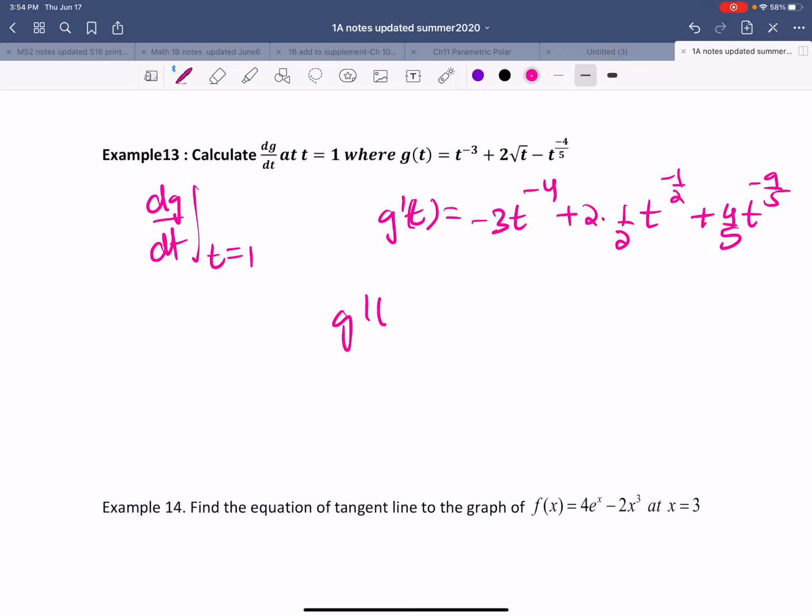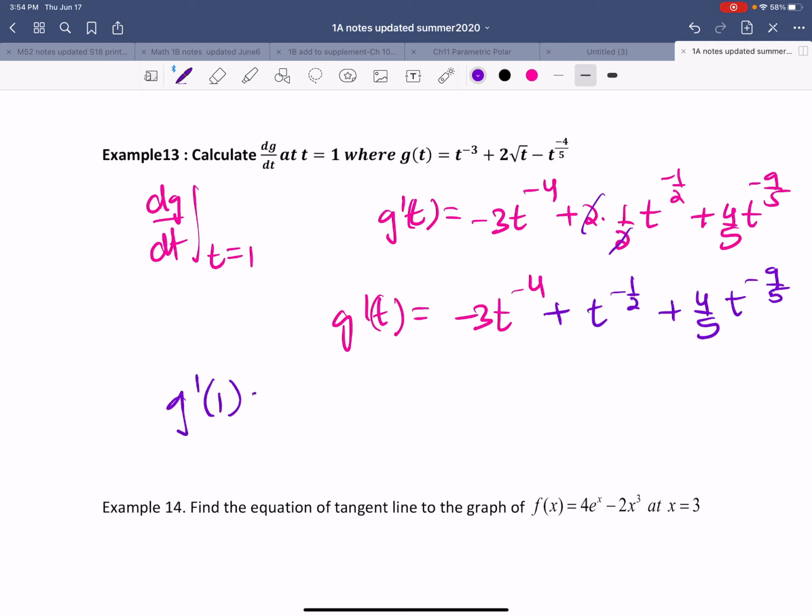All right, so g prime of t comes out to be negative 3 t to the power negative 4, and we can cancel these 2's, plus t to the power negative 1/2, plus 4 over 5 t to the power negative 9 over 5. Let's see, that looks right. Now we are going to evaluate g prime at 1.